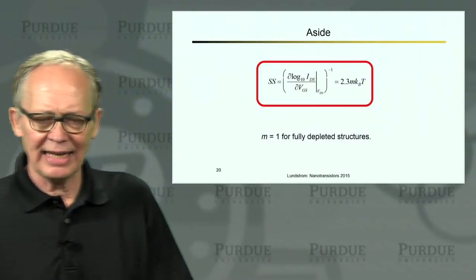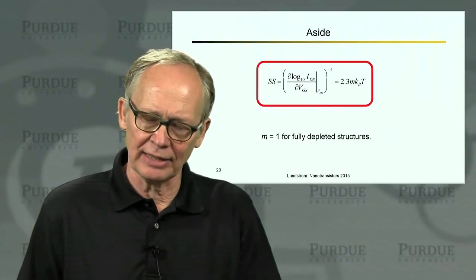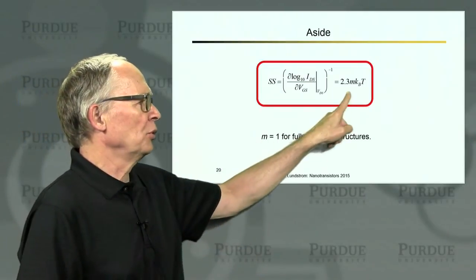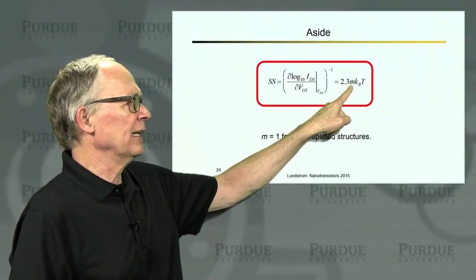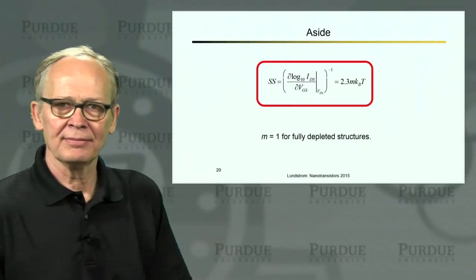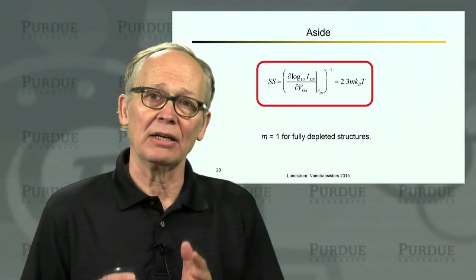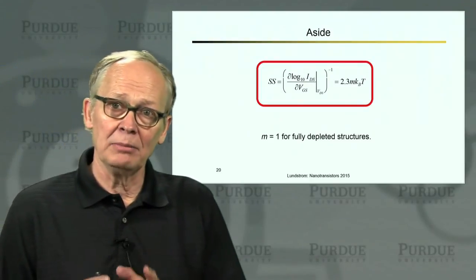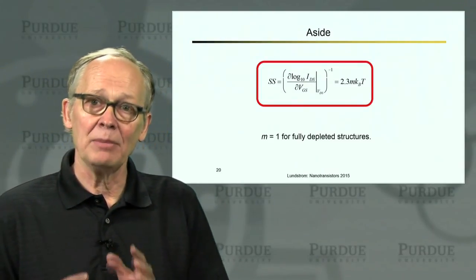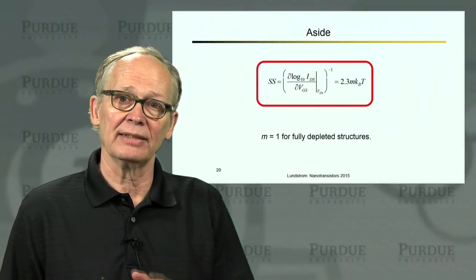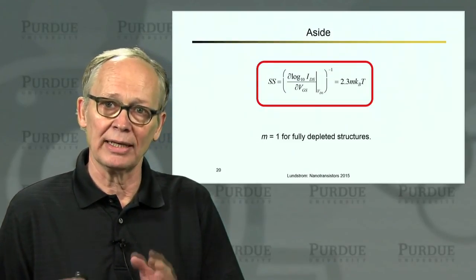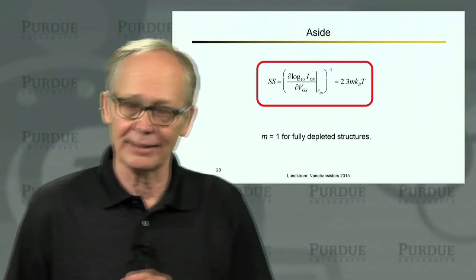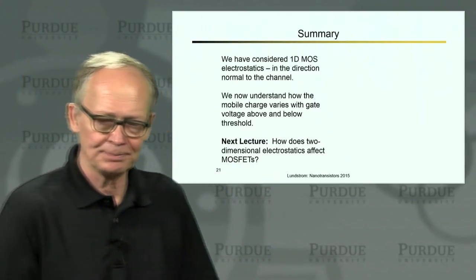Now, I want to make an aside, and we will come back to this in a later lecture and talk in more detail, where we will show that the subthreshold swing is 2.3 m times kT. And we'll explain why you want a low subthreshold swing, as low as possible, which means you want m as small as possible. M equals 1 for this fully depleted ETSOI structure. And that is actually a very significant advantage of structures like that, to give us low subthreshold swing.